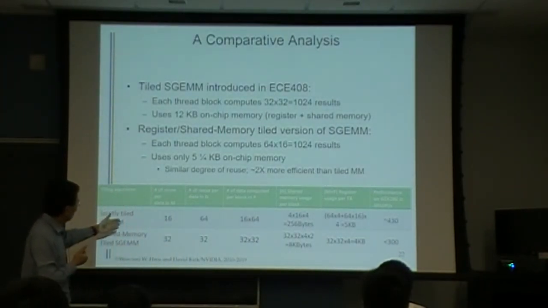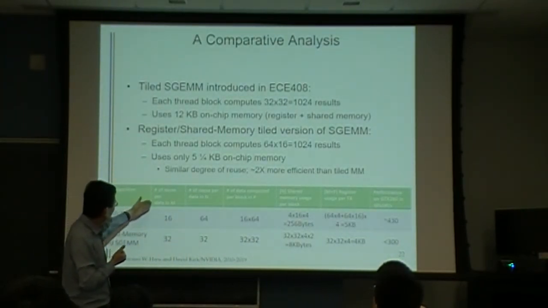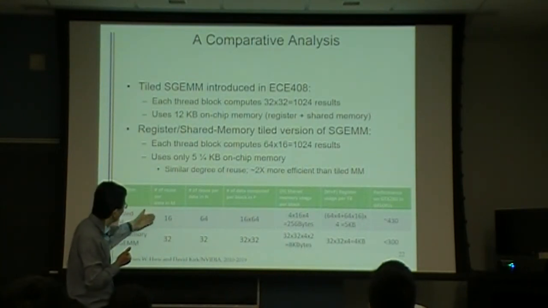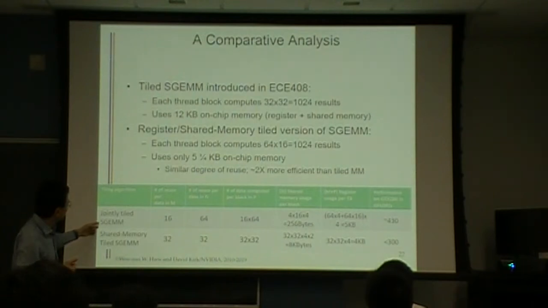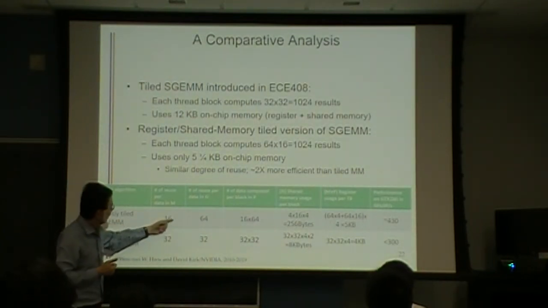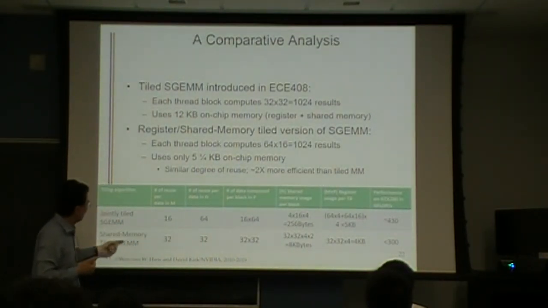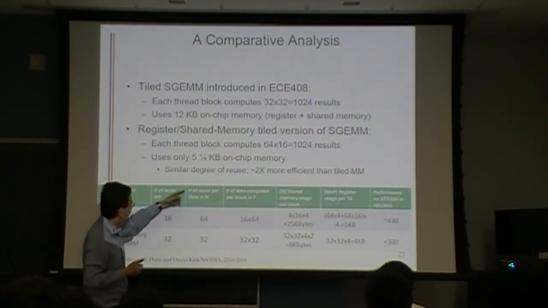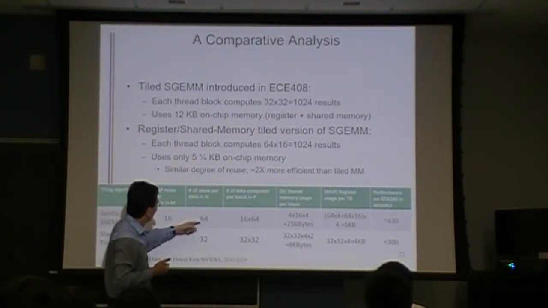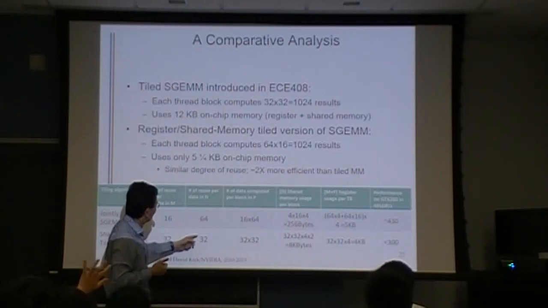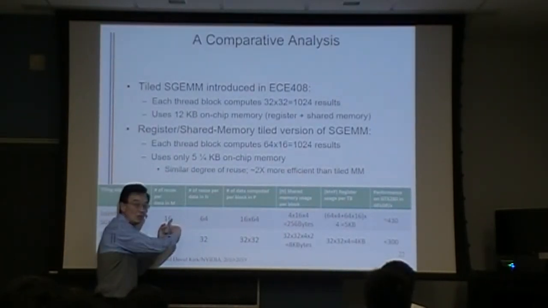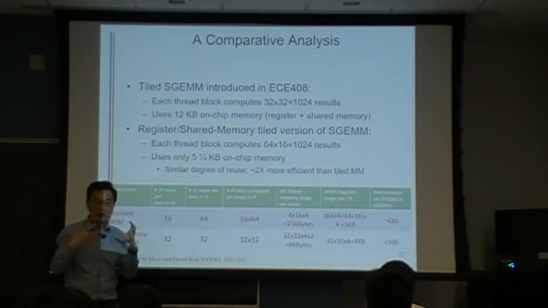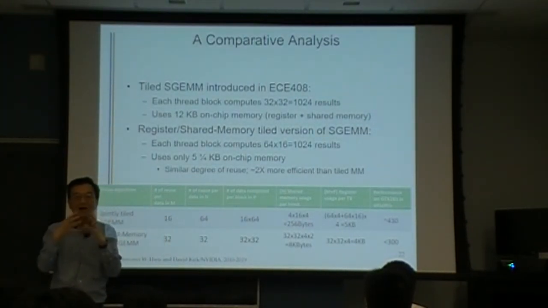So if you look at the comparison, the number of reuse per data for jointly tiled SGEMM, the data reuse is 16, but then the shared memory is 32. The number of reuse per data in N is 64, and so this is the 32. So we have imbalanced reuse, but when you start to compare the two, they even out.